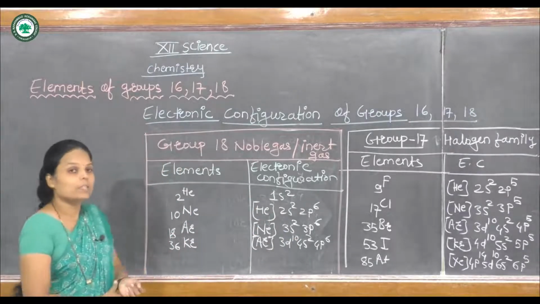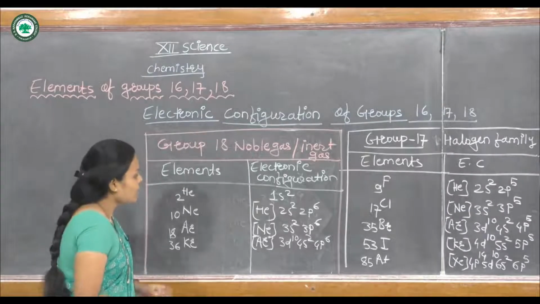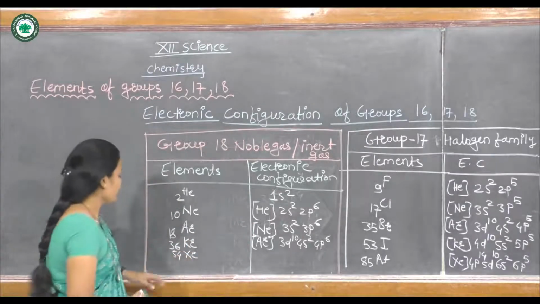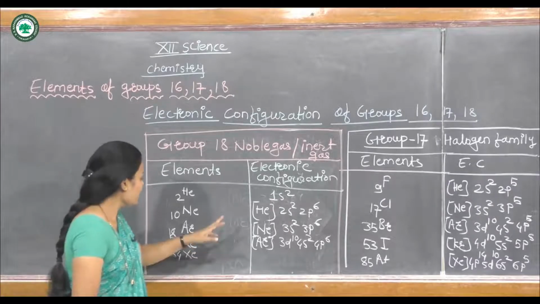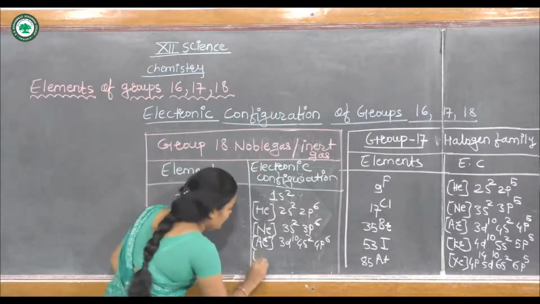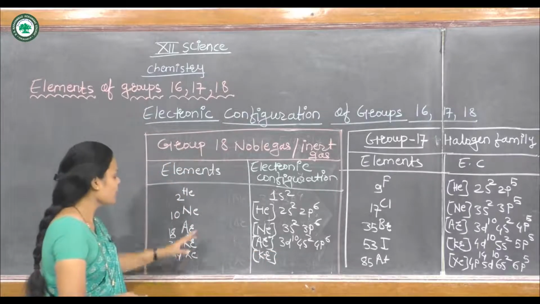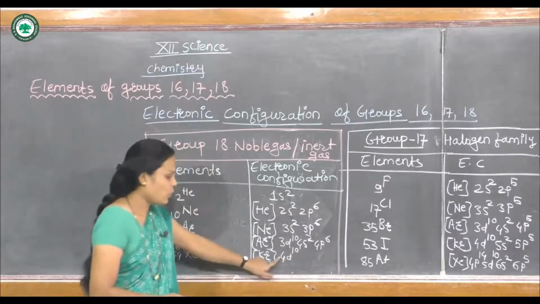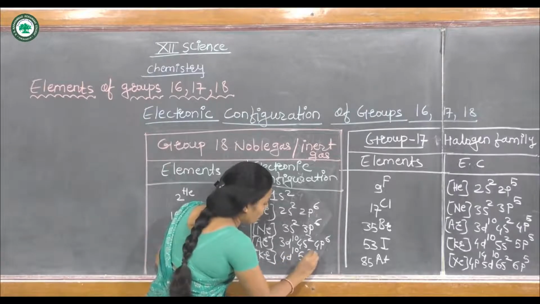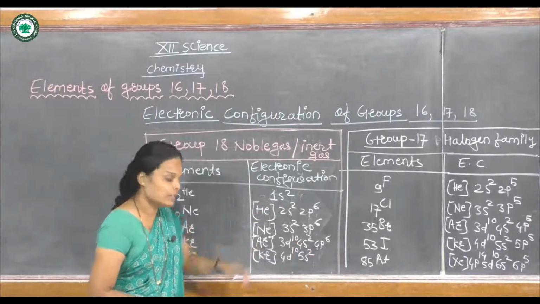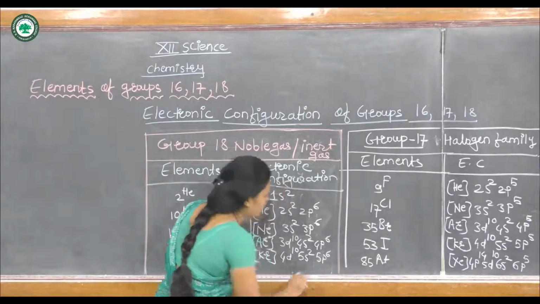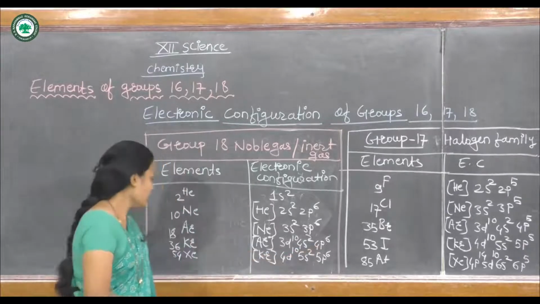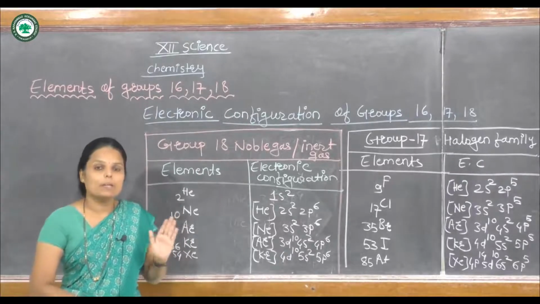Now the next element is xenon, Xe. Its atomic number is 54, and it is represented by krypton, followed by 4d10, 5s2 and 5p6. In this group, the last element is radon.